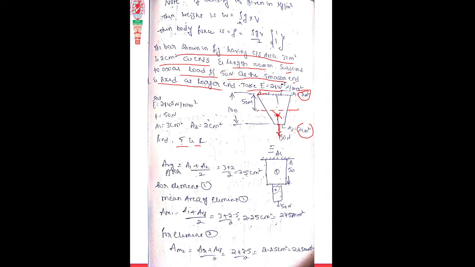Whenever this is given, we need to convert it into an equivalent stepped bar like this. So we can divide it into two sections, a bigger section and a smaller section. Up to a distance of 50 mm we can take one section, after that one more section. Then at the end they applied the 50 Newton. Understood?